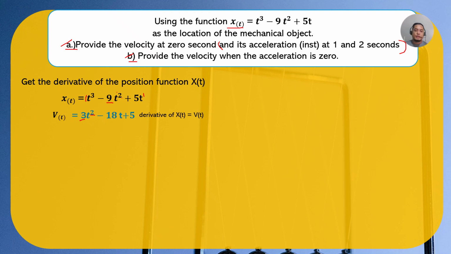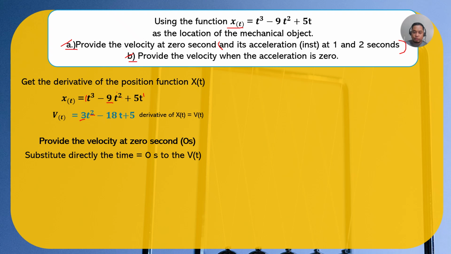In this case, we are able to provide the velocity at 0 second, because we already have the velocity function. We have a specific instant of time, that's 0. What will be our velocity if the time is 0, or at 0 second? Substitute directly the time 0 into our velocity function.